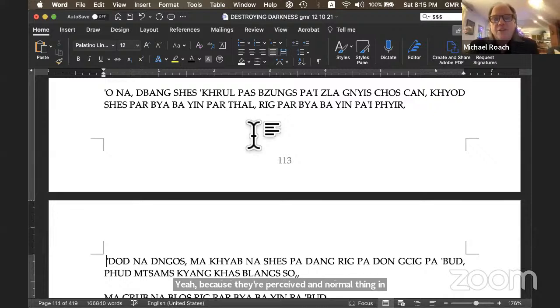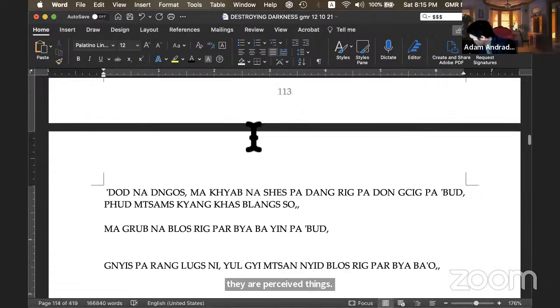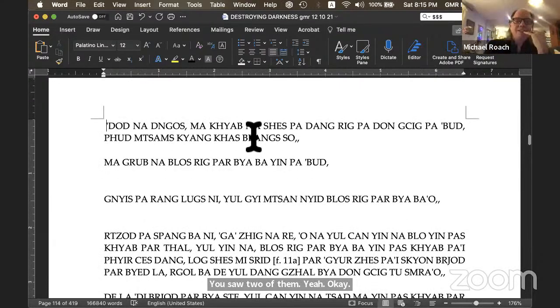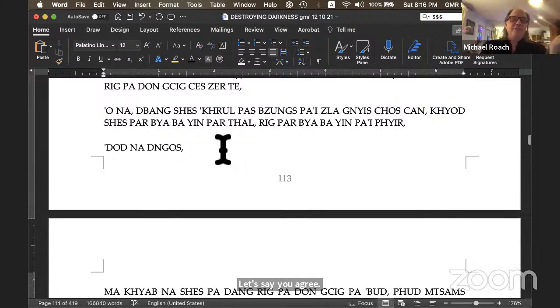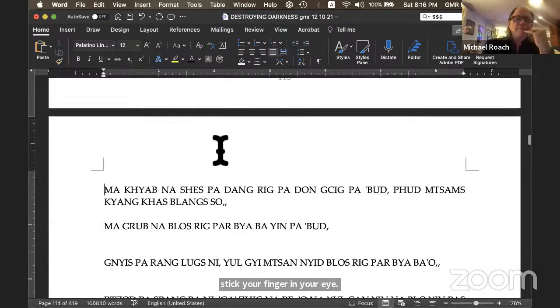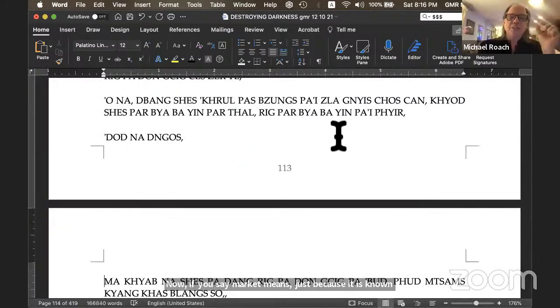Okay, so I guess they must be existing things. Why? Because they are perceived things. Well, you saw two of them. Okay. Then no. If you agree, then I guess it means... come on. You can't say two moons in the sky because you stuck your finger in your eye is existing. It's not an existing thing. Anybody could understand that. Now, if you say just because it is known by the mind, just because it is perceived doesn't mean it's known. Because a known thing always exists, but perceived things don't always exist.